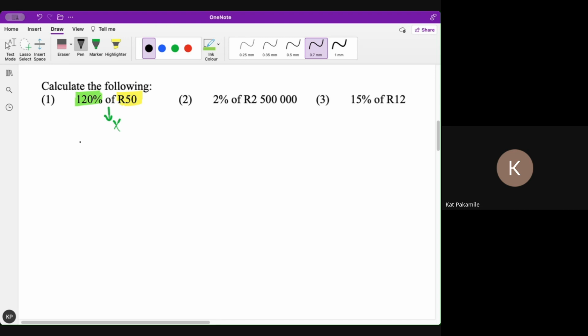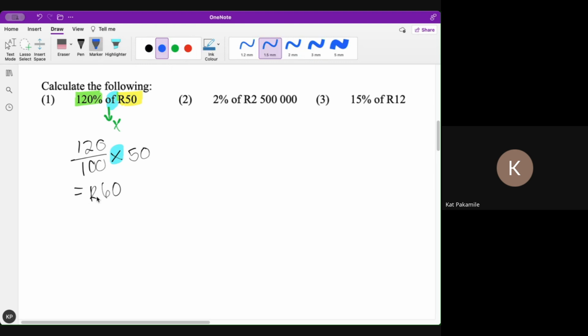So 120% of 50. Do we see the difference? Let me color code this now. Okay, this "of" is this multiplication over here. Okay, guys. And what is 120% of 50 rands? That would be 60 rands.